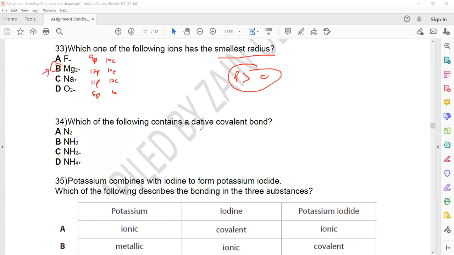Which of the following contains a dative bond? Dative bond is there in ammonium. Nitrogen belongs to group 5, so it will share 3 electrons. And there is a lone pair on nitrogen, and that lone pair is shared with a proton or hydrogen ion. So this bond is a dative one. So B is the right answer for this.